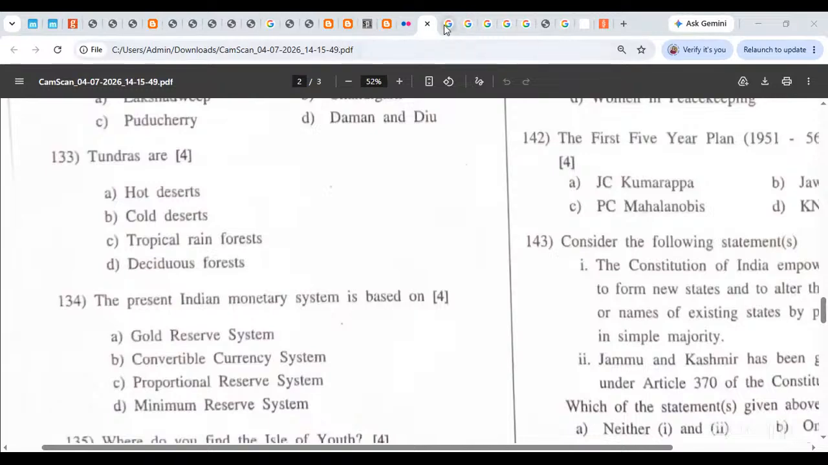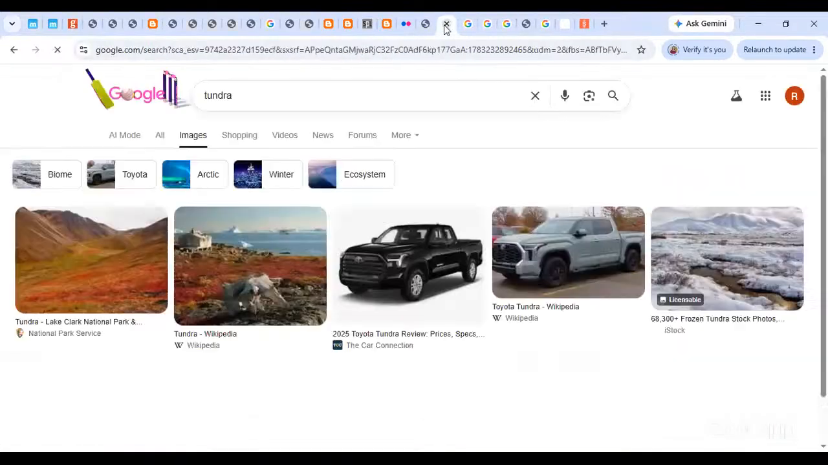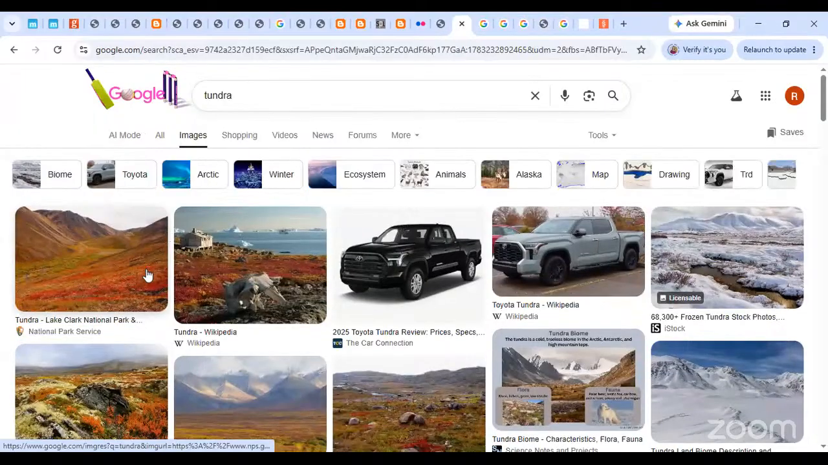Okay, let's look at the place. See, this is what the tundra looks like generally. Ignore the car, that is a different car. Okay, this is what the tundra usually looks like. You can see these little icebergs and stuff like that. You can see the ground. You can clearly see the ground is full of mosses and lichens. Okay, look at this part also. This is also a frozen tundra region, mostly covered by ice.